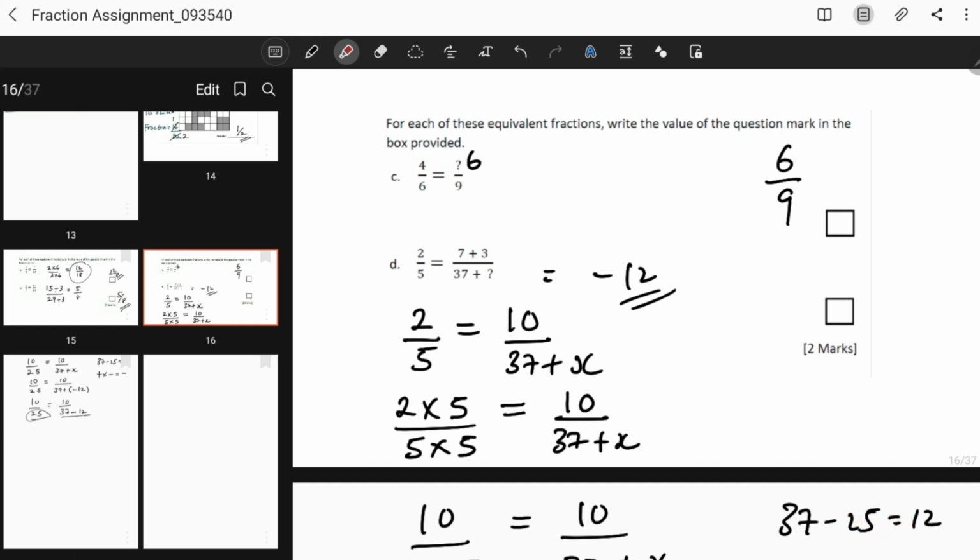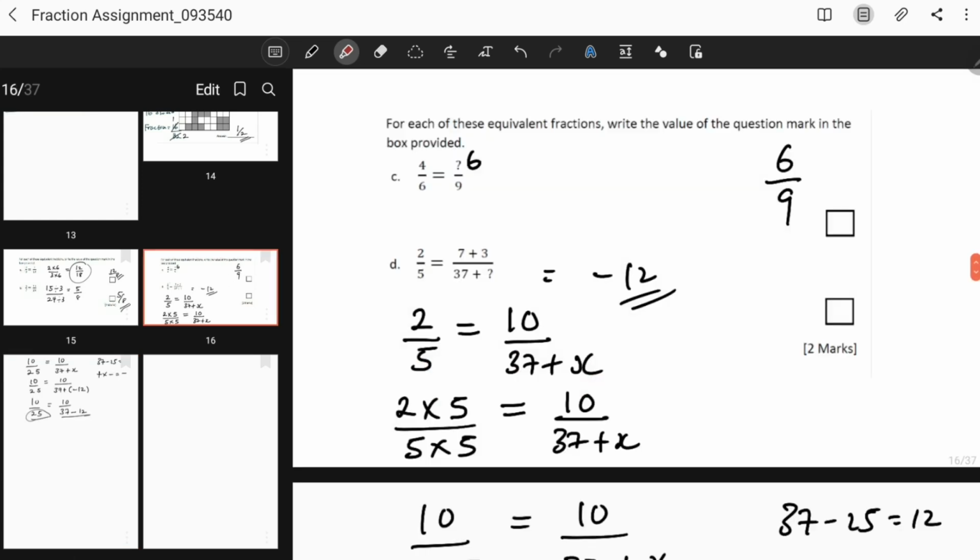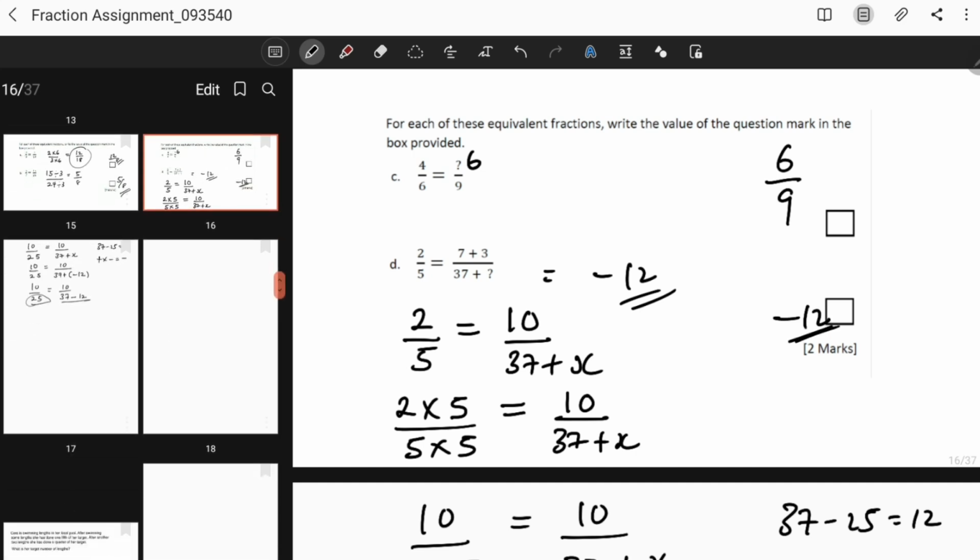However, this is a plus sign. You cannot say plus 12 because that will be bigger than 25. And that's why I had to say that we will need to put x to be minus 12, so that 37 minus 12 equal 25. And that's how I got that my answer here is going to be minus 12.